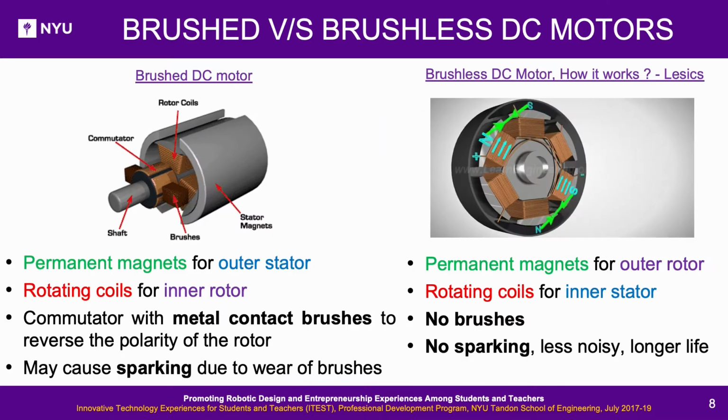Brushed versus brushless DC motors. In the previous slide, the working of a brushed DC motor was described. What about a brushless DC motor? The name is self-explanatory. A brushless DC motor does not have any brushes. But also, it has permanent magnets for the outer rotor and rotating coils for the inner stator, unlike brushed DC motors that have permanent magnets for outer stator and rotating coils for inner rotor.